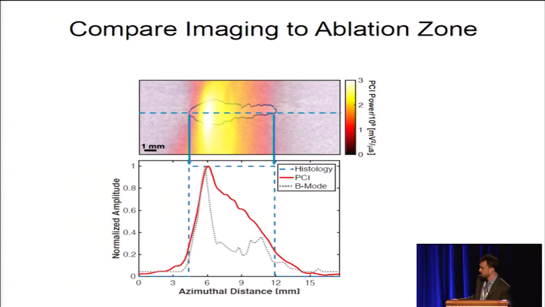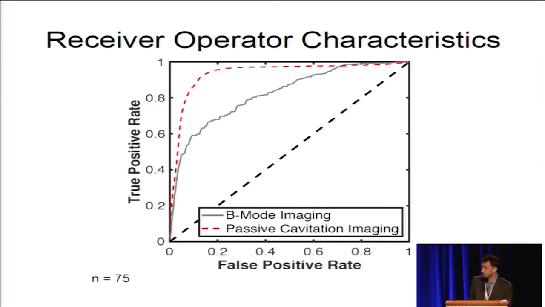The red curve here is the amplitude of the passive cavitation image along this dashed blue line. The gray is the corresponding grayscale value of the B mode image along that dashed blue line, and this dashed blue line down below is a binary thresholding of the phantom histology, a value of 1 indicating that the phantom has been ablated and a value of 0 indicating that the phantom is still intact. We then vary the threshold for either the passive cavitation or B mode image and compute true positives and false positives based on that histology in order to generate these receiver operator characteristics, which are shown here.